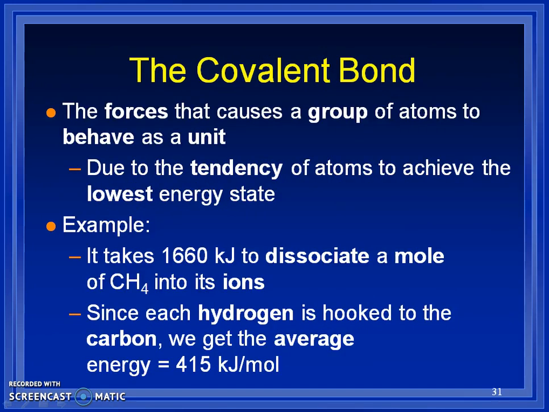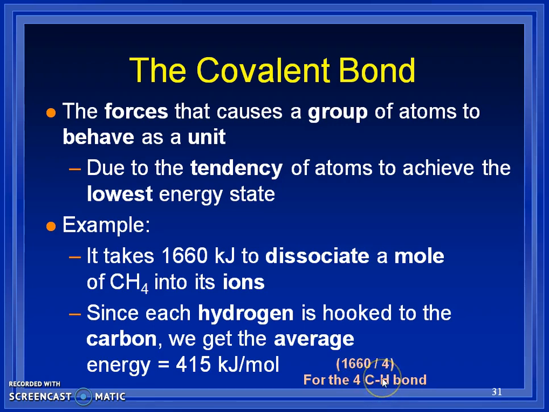So this covalent bond, again, is just that force of attraction that's going to keep a group of atoms together to make a single unit or that single molecule. So if we look, for example, at CH4, we have 4 CH bonds that need to be broken. Well, they know that if they have a mole of methane gas to dissociate it into ions, it's going to take this amount of energy. So what they say is there's an average of 415 kilojoules per mole, because they take that value that they have and divide by 4.